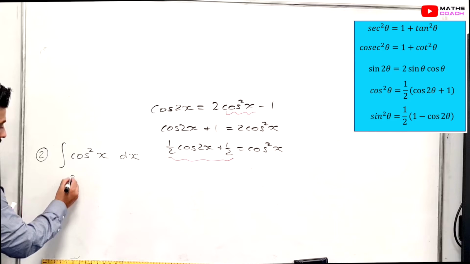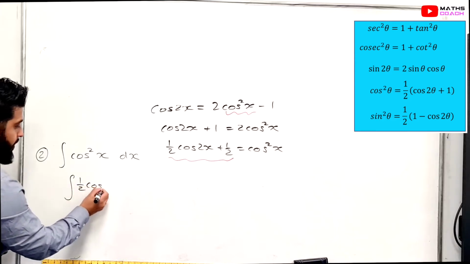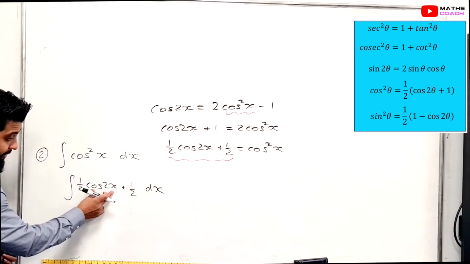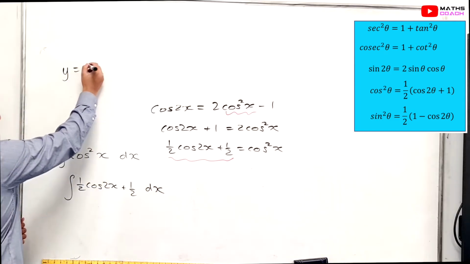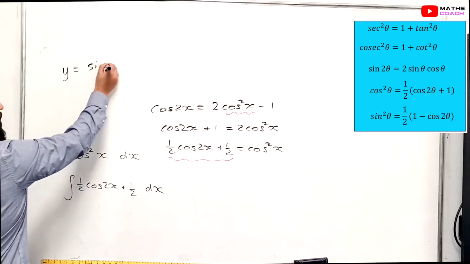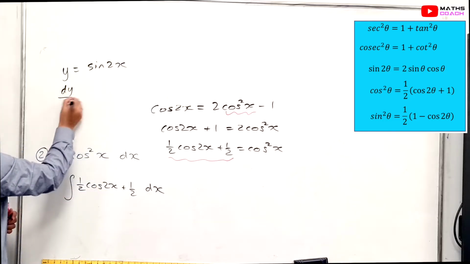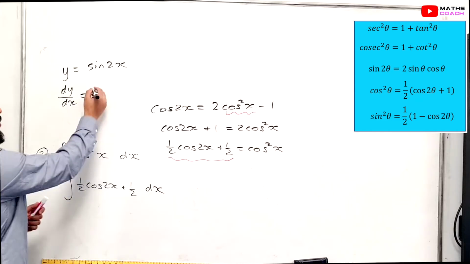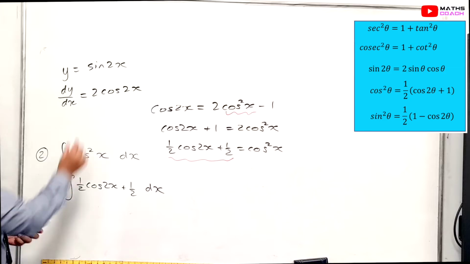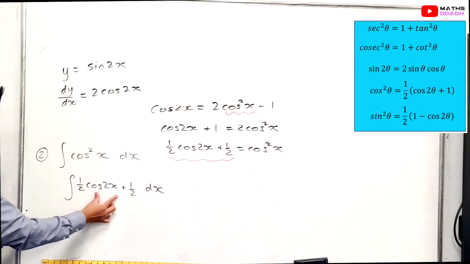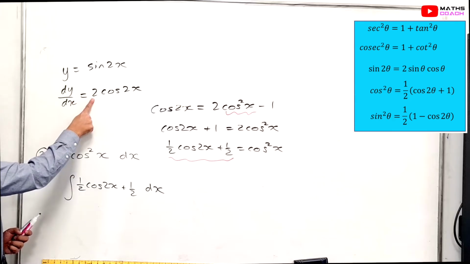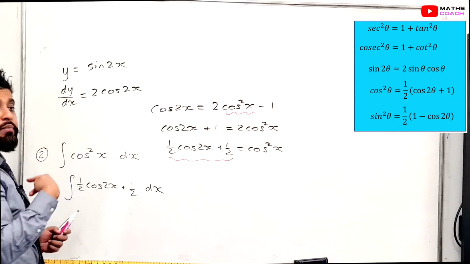Okay, so let's rewrite this: half cos 2x plus a half dx. Look at this one. What we will consider is what differentiates to give us cos? Sine, right? So we'll consider sine 2x. So dy over dx is equal to what? 2 cos 2x. Now we look at what we have here. We don't want a 2 there, do we? So we're going to divide by 2.